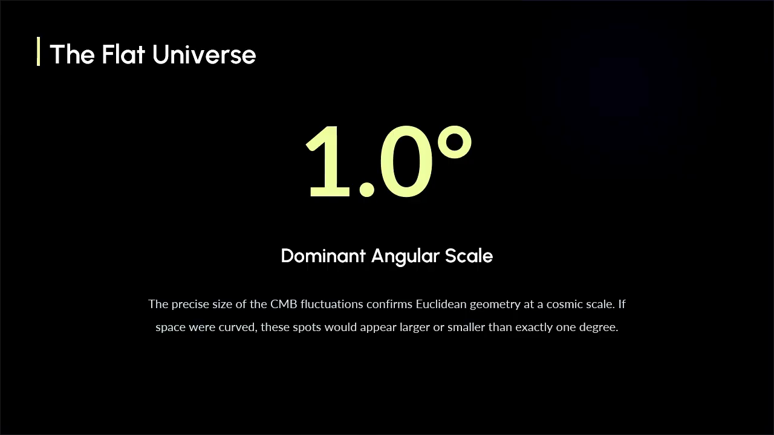The flat universe. The precise size of the CMB fluctuations confirms Euclidean geometry at a cosmic scale. If space were curved, these spots would appear larger or smaller than exactly 1 degree.